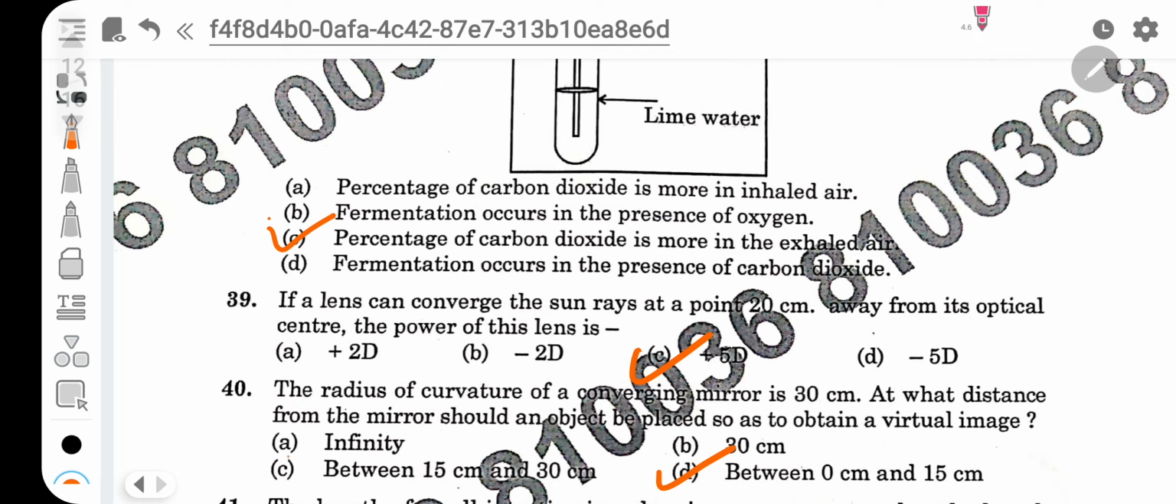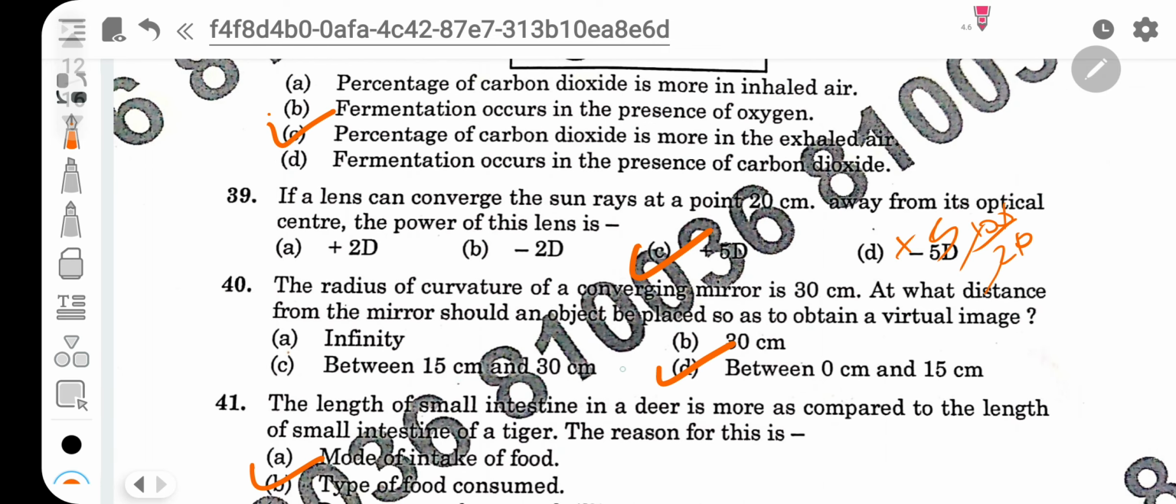Question number 39 states that if a lens focuses sun rays at a point 20 centimeter away from its optical center, the power of the lens is... So you have to find the power of the lens, which is 1 upon f, so 100 upon 20 with f in centimeters, so 5 is the answer, plus 5.